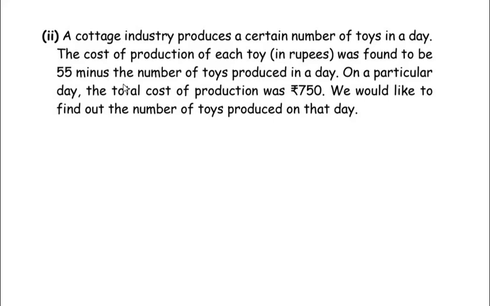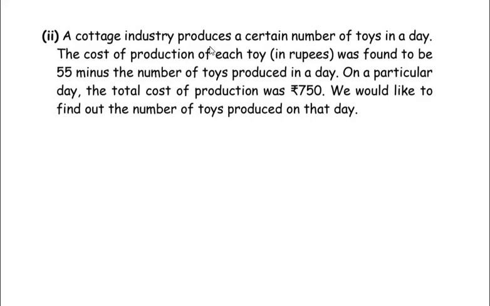Now the second question is, a cottage industry produces a certain number of toys in a day. The cost of production of each toy in rupees was found to be 55 minus the number of toys produced in a day. On a particular day, the total cost of production was rupees 750. We would like to find out the number of toys produced on that day.